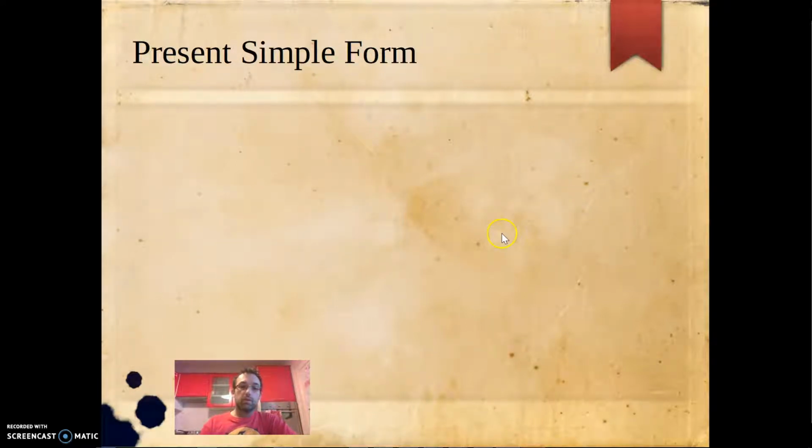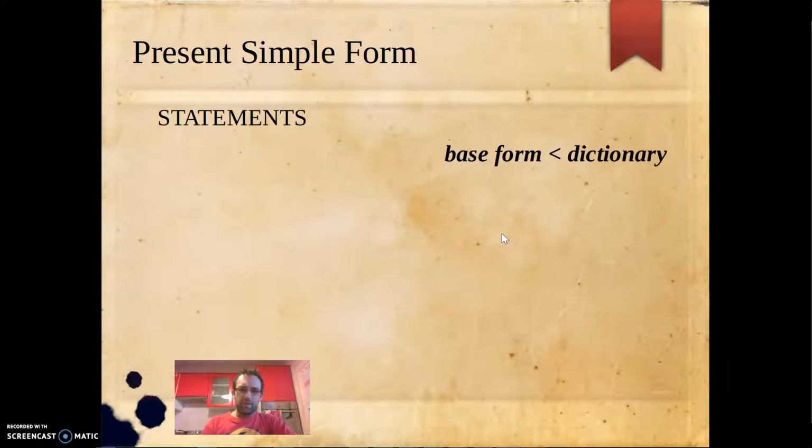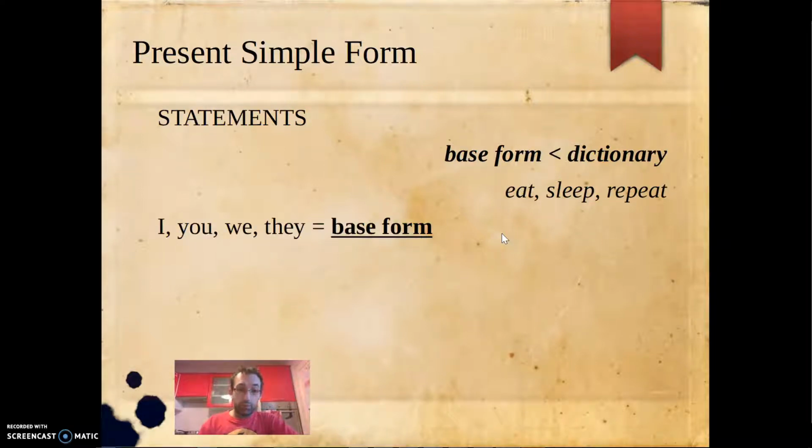Right, and now something simpler, and this is the form, in this case of the present simple. So in statements, it looks like this. First of all, we must learn what the base form means, because I'll be using this throughout the presentation. So the base form is the form of the verb which you can find in the dictionary. For example, eat, sleep, repeat. And the base form will suffice for I, you, we, they. So we can use only the base form with I, you, we, and they. And that's it. That's the present simple.